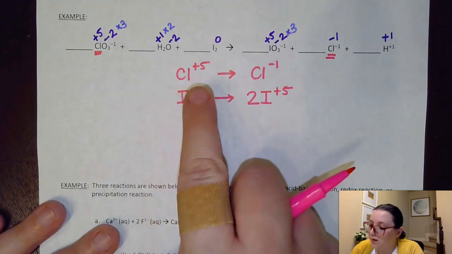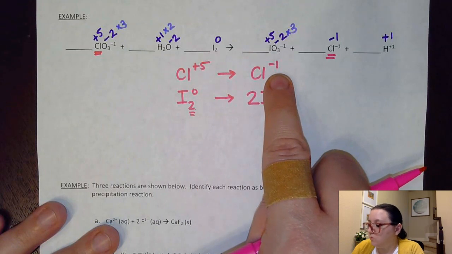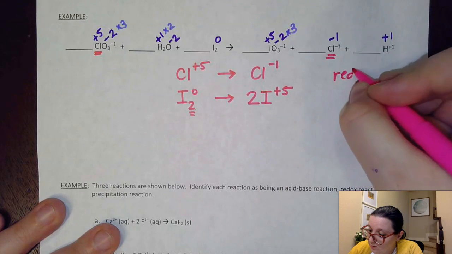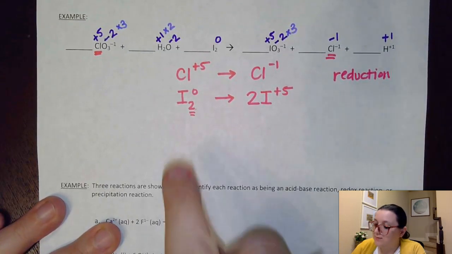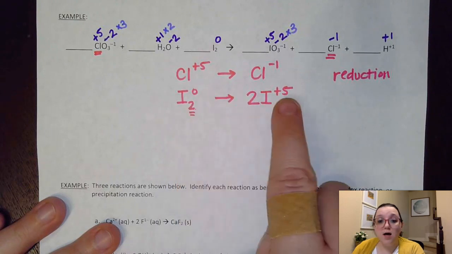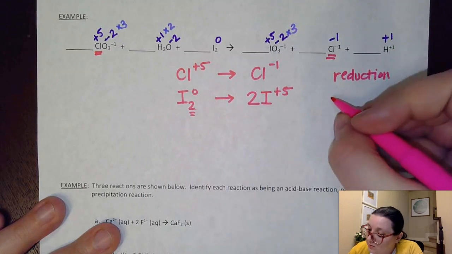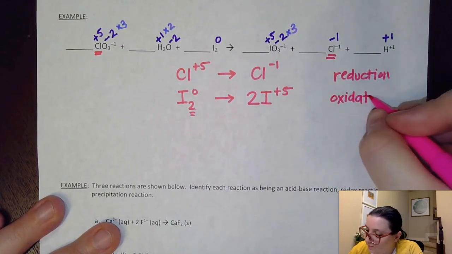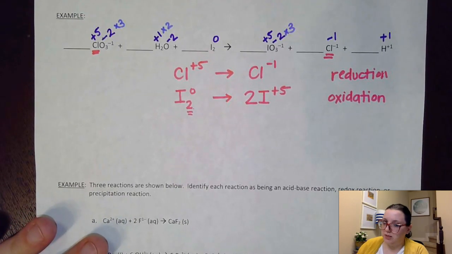So I can see here that chlorine went from a +5 all the way down to a -1. And so that is definitely my reduction there. Whereas the iodine went from 0 up to +5, so that oxidation number increased. So that would definitely be my oxidation. Again, you can't have one happen without the other. So if you think you have two reductions, I would check again.